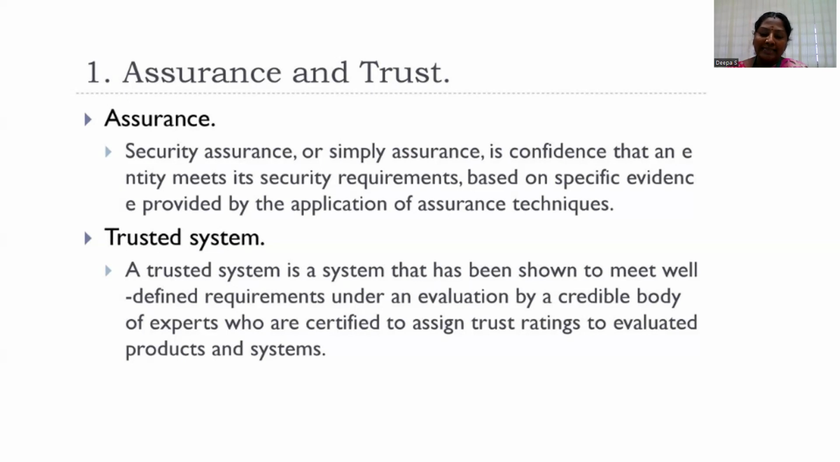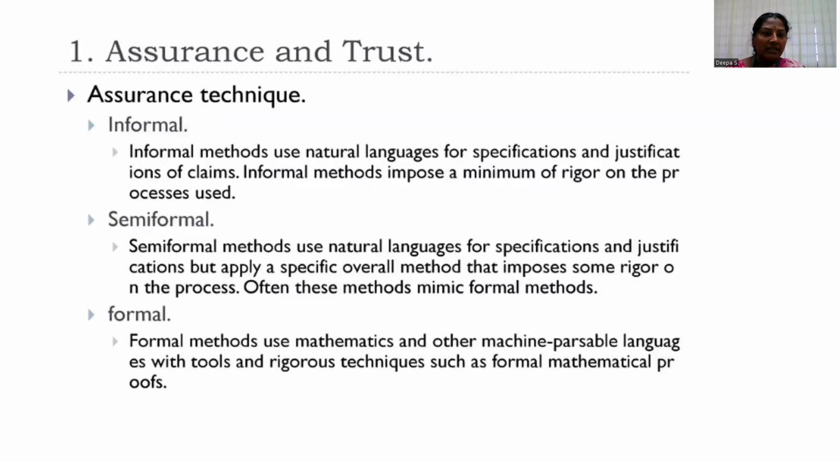There are different licensed software that has been released, which is used to represent that it is a trusted version which we can use on our system. There are different assurance techniques. They are subdivided into three types: informal, semi-formal, and formal. Informal means it is based on a natural way of representation. So it is a justification of claims.